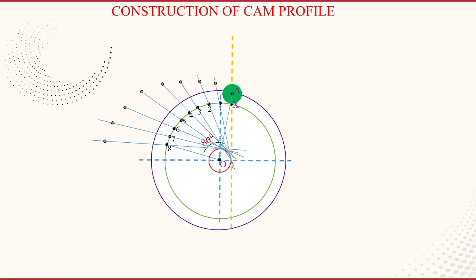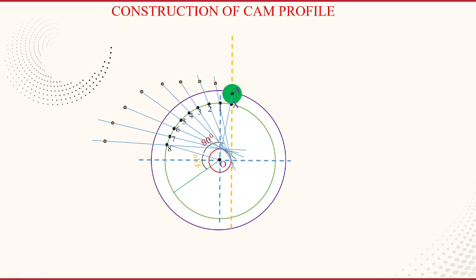Now on these lines, from the displacement diagram, we take the distances. That is 1B, 2C, 3D, like that. The same distances we can mark on these lines which are tangent to the offset circle and mark the points. Now complete the remaining strokes, that is the dwell period. Dwell period is 45 degrees. Dwell period means the follower remains at the same height. There is no change in the height of the follower.